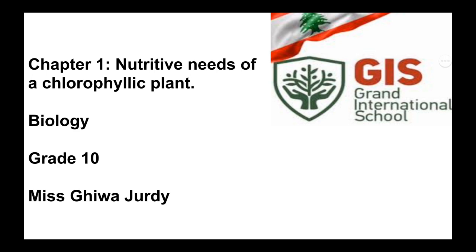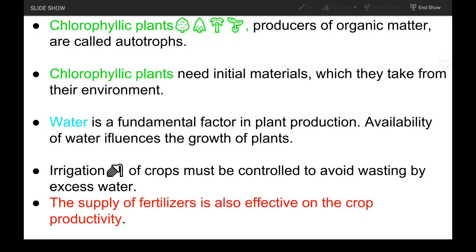The first chapter we're going to start with is the nutritive needs of a chlorophyllic plant. And when we say chlorophyllic plant, we mean green plants. Chlorophyllic plants are the producers of organic matter. They are also called autotrophs. Producers of organic matter is the synonym of autotroph, which means that chlorophyllic plants make their own food. We don't give the plant the food. Chlorophyllic plants make their own food.